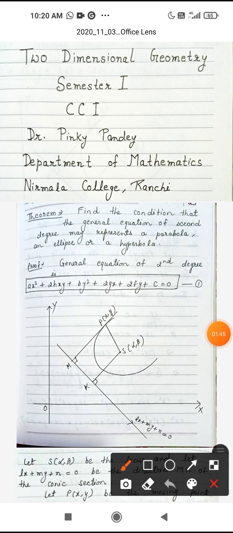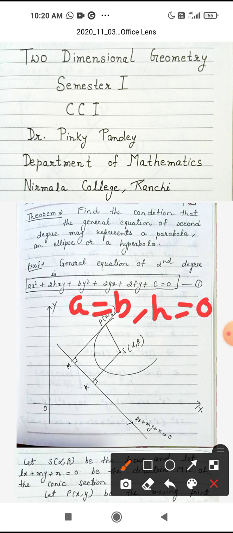Equation 1 will represent a circle if a is equal to b and h is equal to 0. And also equation 1 will represent a conic section if delta not equal to 0. That is, if the value of abc plus 2fgh minus af square minus bg square minus ch square is not equal to 0.